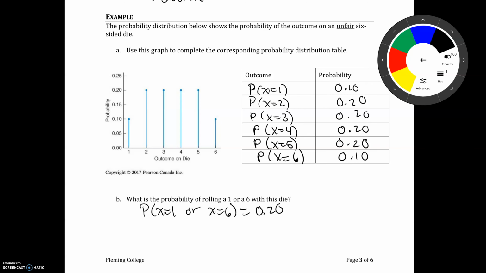Okay, so the probabilities are 0.1, 0.2, 0.2, 0.2, 0.2, 0.2, and 0.1 respectively. Again, we can check that the sum of those adds up to 1, and the probability of rolling a 1 or a 6 is 0.2.